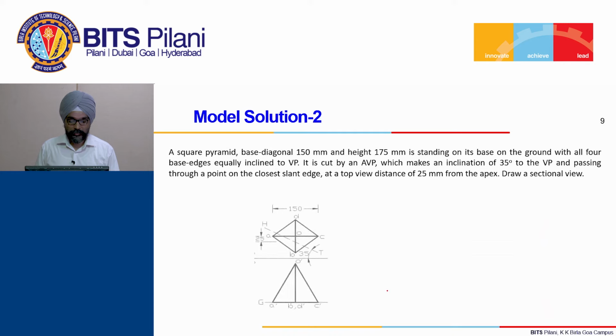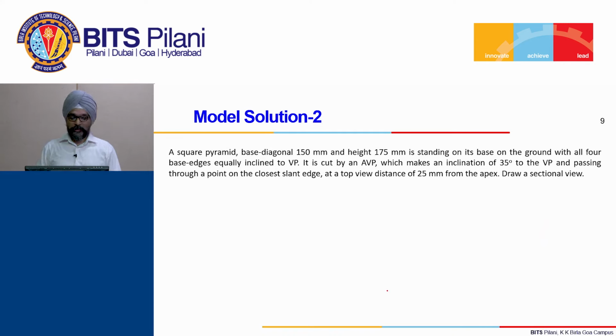So we again have a problem defined. Let us read the statement first, without the diagram. Here we again have a square pyramid, but in this case the base diagonal is given. You are not given the side, you are given the base diagonal, and you are given the height. It is standing on its base on the ground with all four base edges equally inclined to VP.